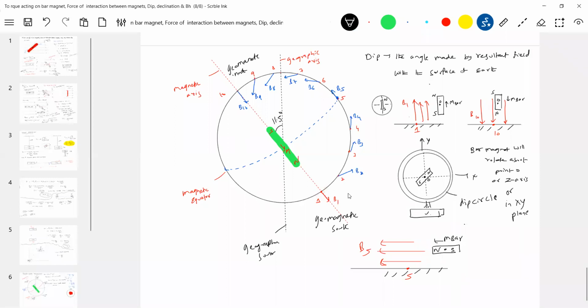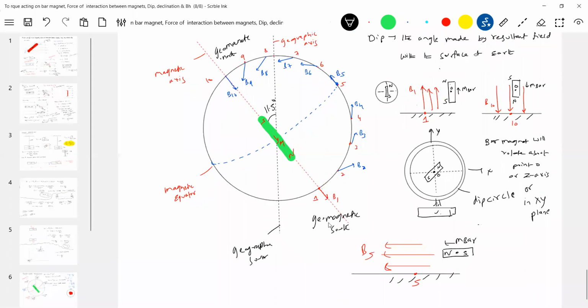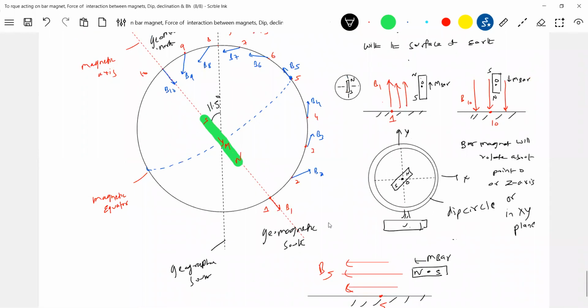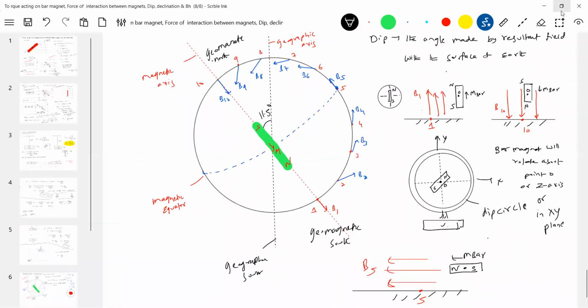And that 11.5 degrees is not constant. So will it be only on the right hand side? It will be there on the left hand side also. Just for our convenience, I have shown only the right hand side. Means a similar variation you have to see here also. Magnetic equator, I just showed on one side. That's one basic idea.